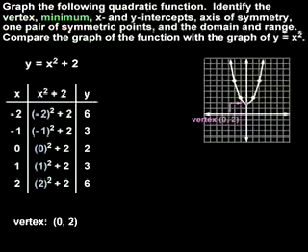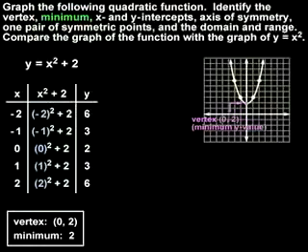Next, we're asked to identify the minimum value, or the smallest y value, of the function. It's important to understand that the minimum value always comes from the y value of the vertex, which in this case is 2. So the minimum value, or smallest y value of the function, is 2. This should make sense because we can see that no point on the parabola has a y value that is less than 2.